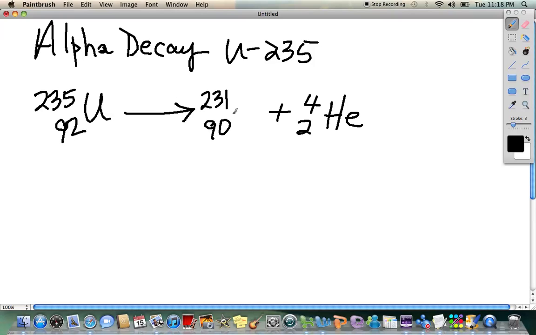Now, if you want to identify what the new element is going to be, because this is a transmutation, you have to look on the periodic table, and you'll see that the element with the atomic number of 90 is thorium. So that would be alpha decay.